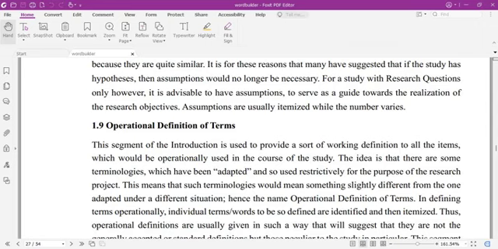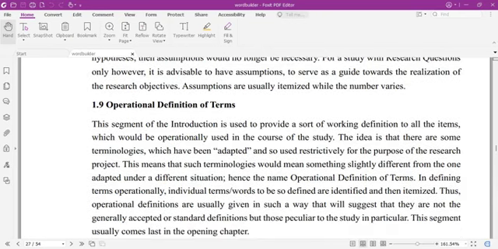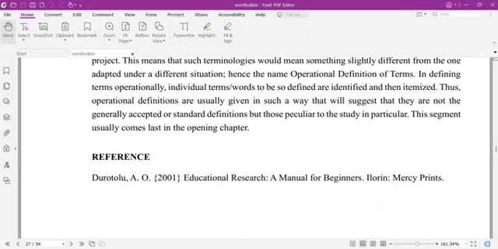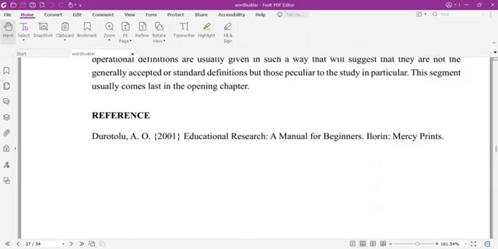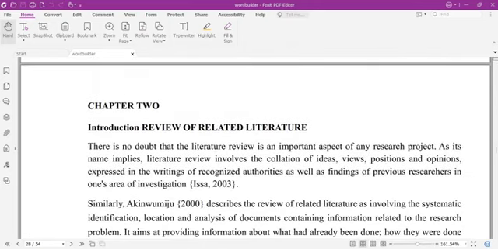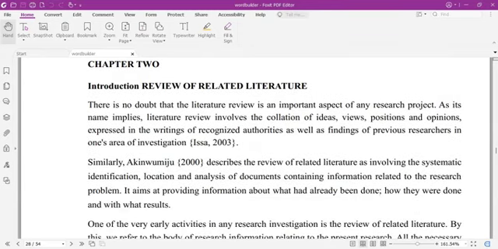Like we said, it doesn't have to be exactly the same as the generally accepted definition. Okay, now we have the reference here, Durotolu AO 2001, Educational Research. The next one is actually supposed to be literature review. I wouldn't want us to go into it now.